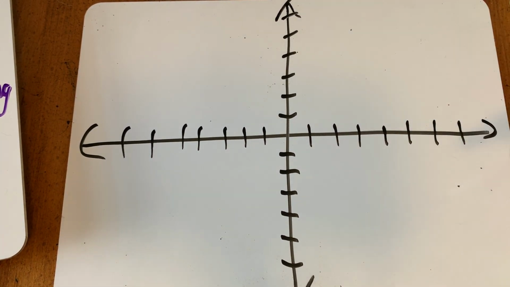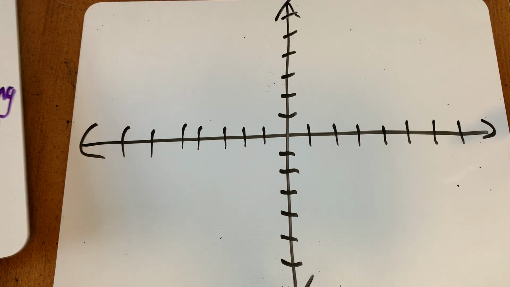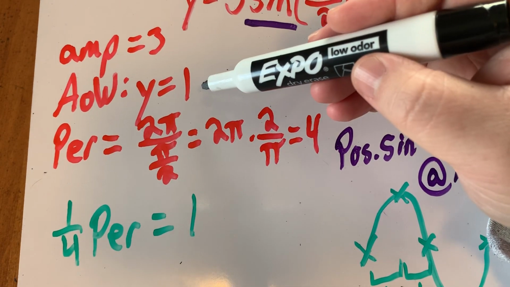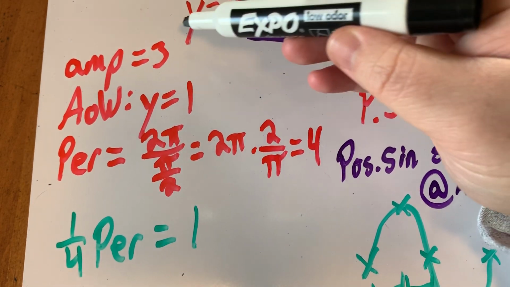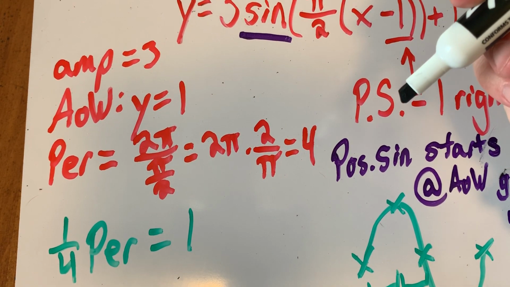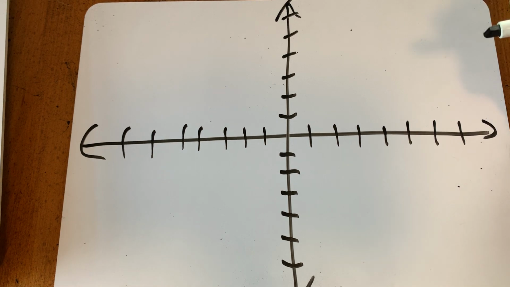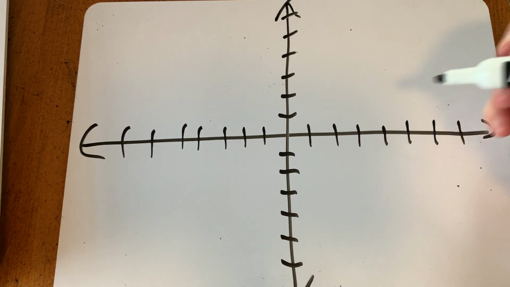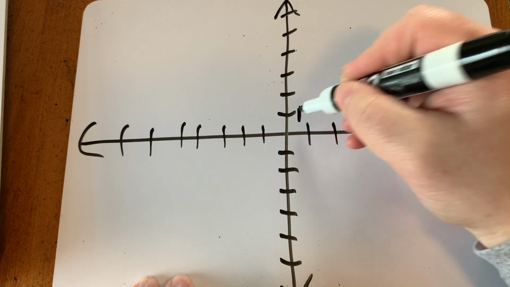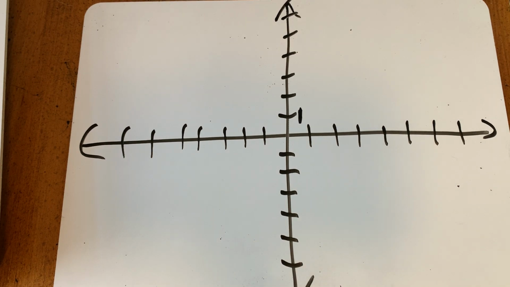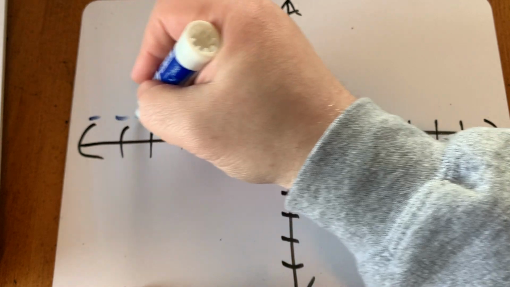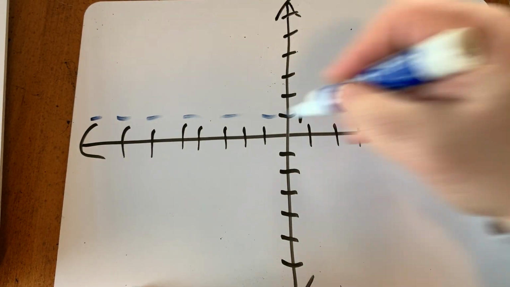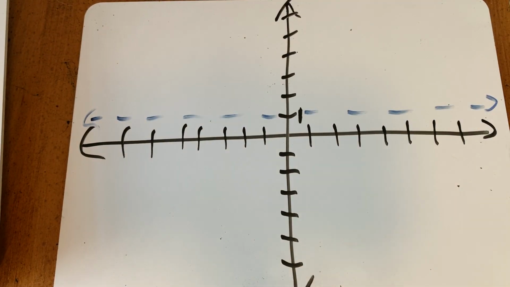For our y-axis, the vertical transformations are the amplitude and the axis of the wave. So our amplitude is 3, our axis of the wave is 1. So we have maximums at 4, minimums at -2. So a scale of just 1 would be a decent scale for our y-axis. So I'm just going to sketch in my axis of the wave. You don't need to, but I find it's really helpful.